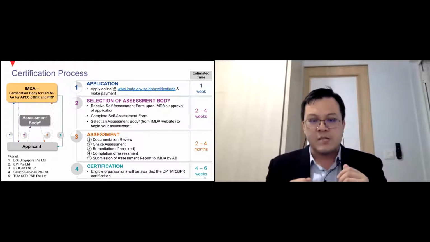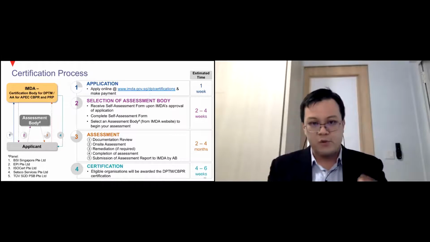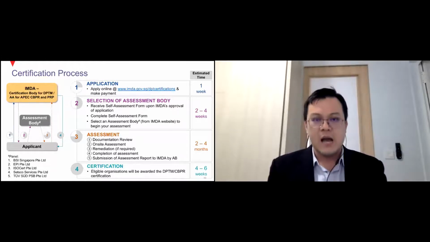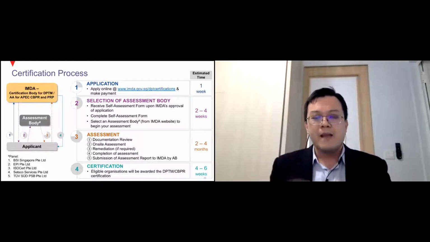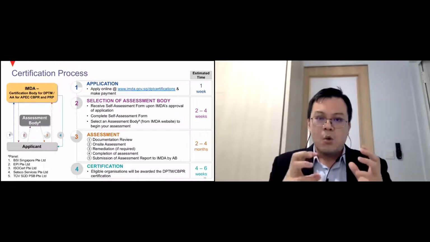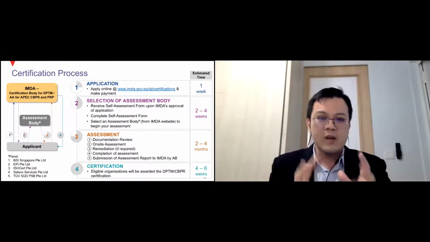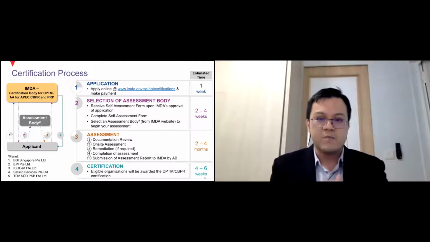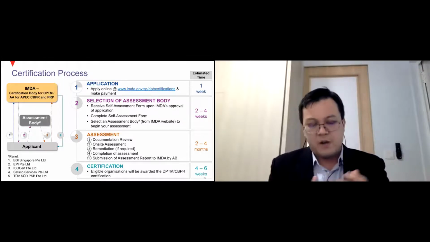Once your application has been approved, you will receive a self-assessment form, which you will need to fill up and provide evidence. How are you meeting the requirements? It's not a yes or no, you need to explain, with your policies, how you're meeting the requirements. At the same time, you need to select a third-party assessor from our panel. We have 5 there, feel free to choose one, someone that you're comfortable with.